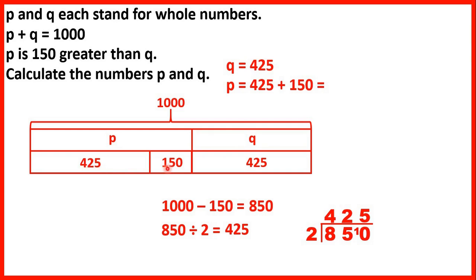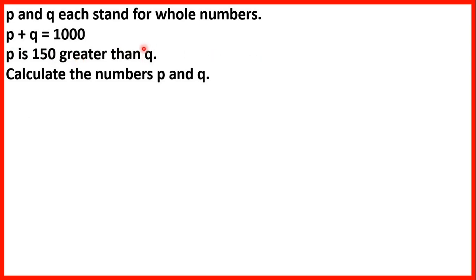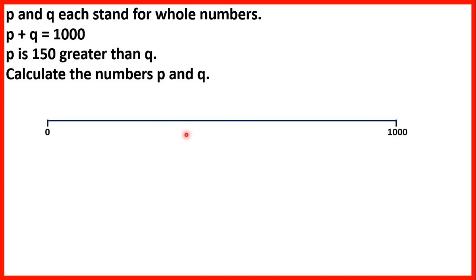425 plus 150, so that's 575. And then we can check: 575 plus 425 is 1000, and 575 is 150 more or greater than 425. The other way of working this out is to imagine a number line, so between 0 and 1000.